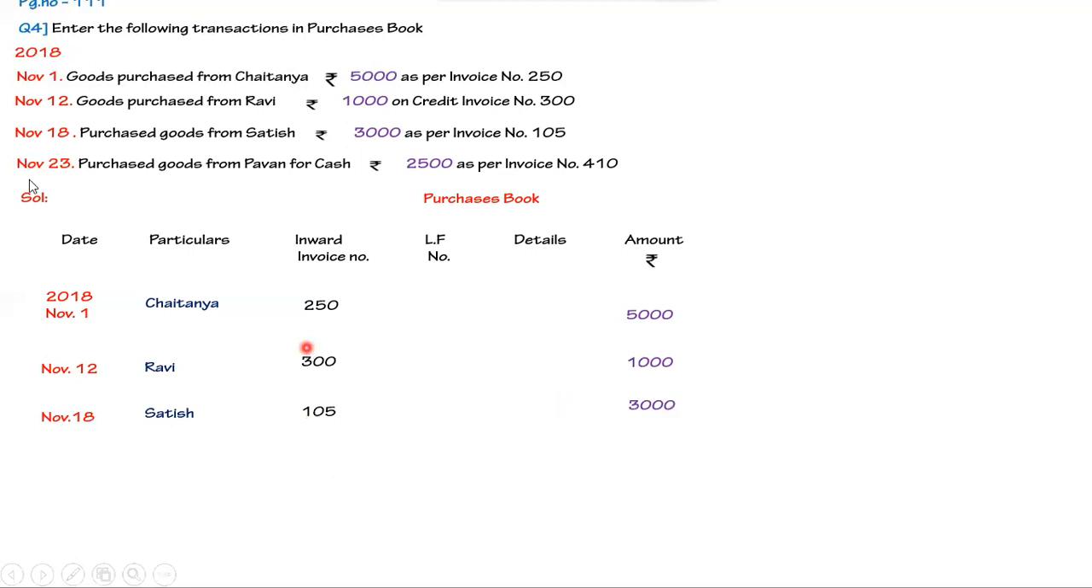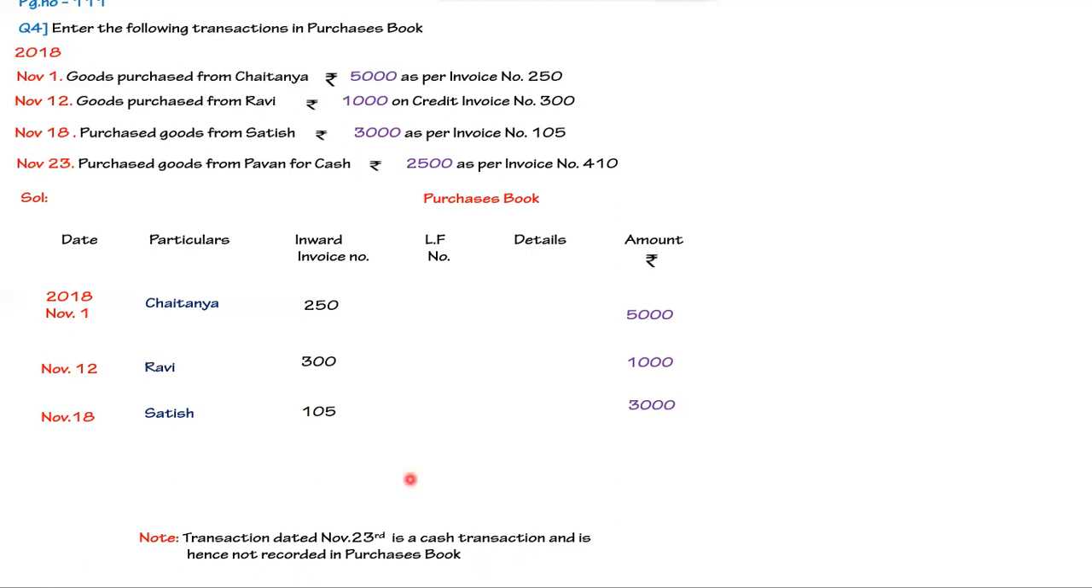The last transaction for the problem is given on November 23rd, which is given as purchased goods from Pawan for cash. So here the goods have been purchased from Pawan, but the continuation is also given as for cash. It means that the business has purchased the goods from Pawan and the business has paid cash immediately. So it is a cash transaction: purchased goods from Pawan for cash, rupees 2500 as per invoice number 410. It will not be recorded in the purchases book, for which we will be writing a note that the transaction dated November 23rd is a cash transaction and is hence not recorded in the purchases book.